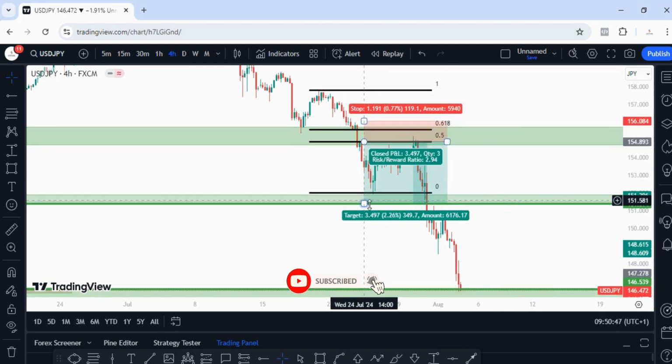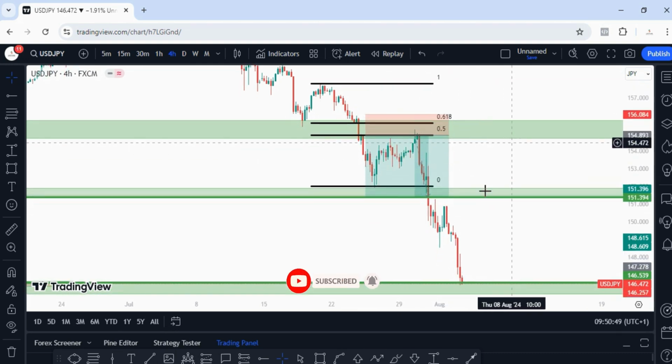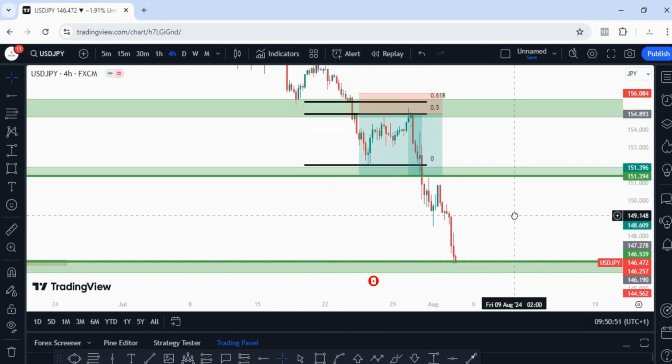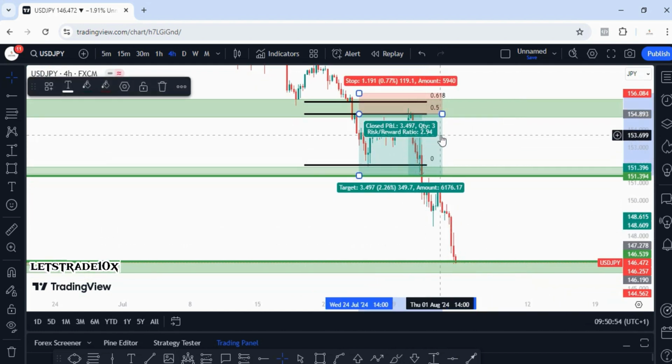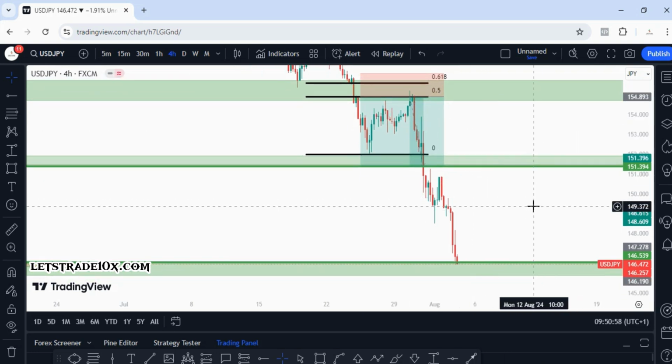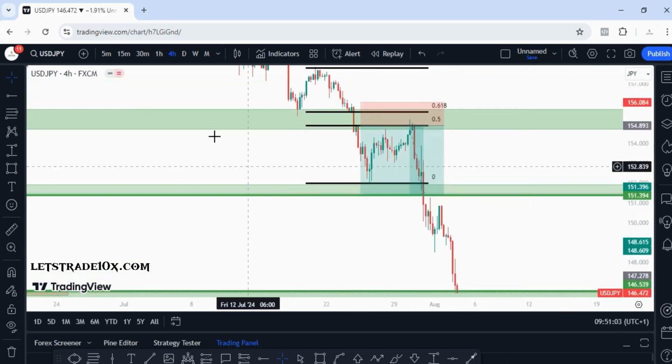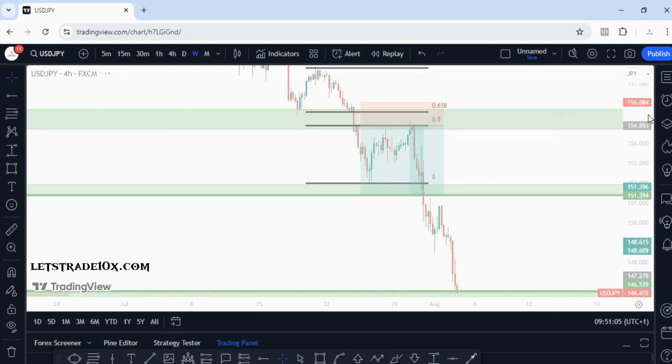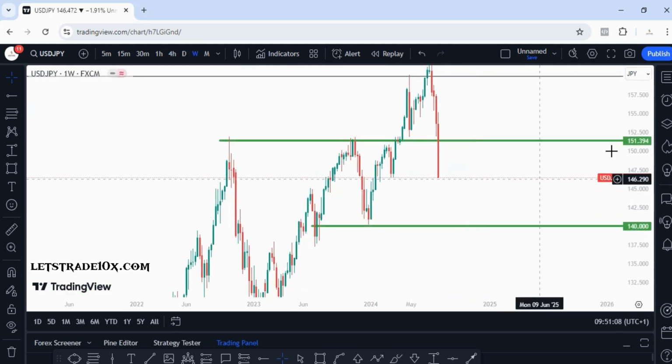Our stop loss was intact and our target was smashed, and price actually continued to the downside, and 2.9% was made if you were risking 1%, right? So we got almost 3R on that trade. Now that is that. Going into next week, what should we be expecting, guys?